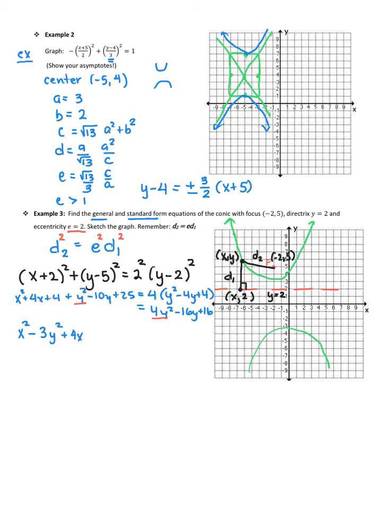And then we're going to combine our y's. So there's a minus 10y, and I'll be adding to that 16y. So that gives me plus 6y. And now all I have left are my constants. So I have a 4, 25, so that's 29, minus 16, which is going to give me plus 13 equals 0. And that's what we call the general form.